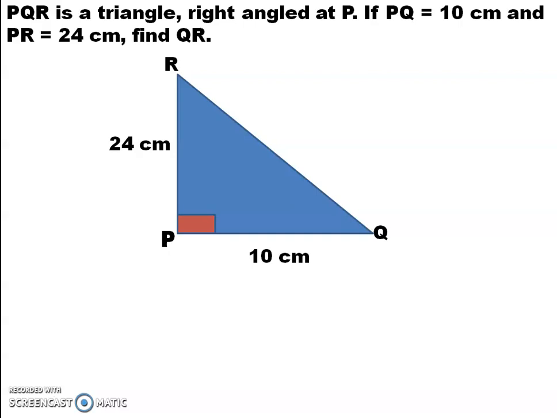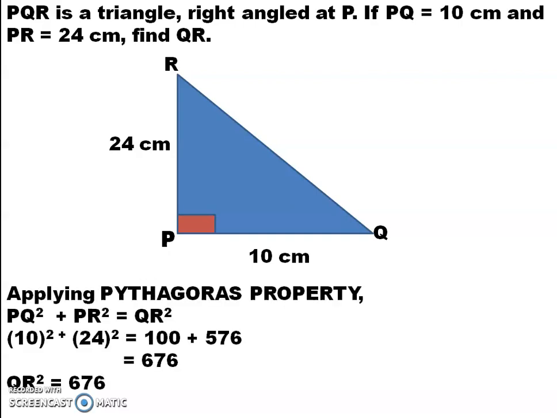So, as the given triangle is a right-angled triangle, we can apply Pythagoras theorem. Students, I am telling you again, Pythagoras theorem is applicable only for right-angled triangle. So, applying Pythagoras theorem, we know that the square on the legs, that is PQ square plus PR square is equal to QR square.